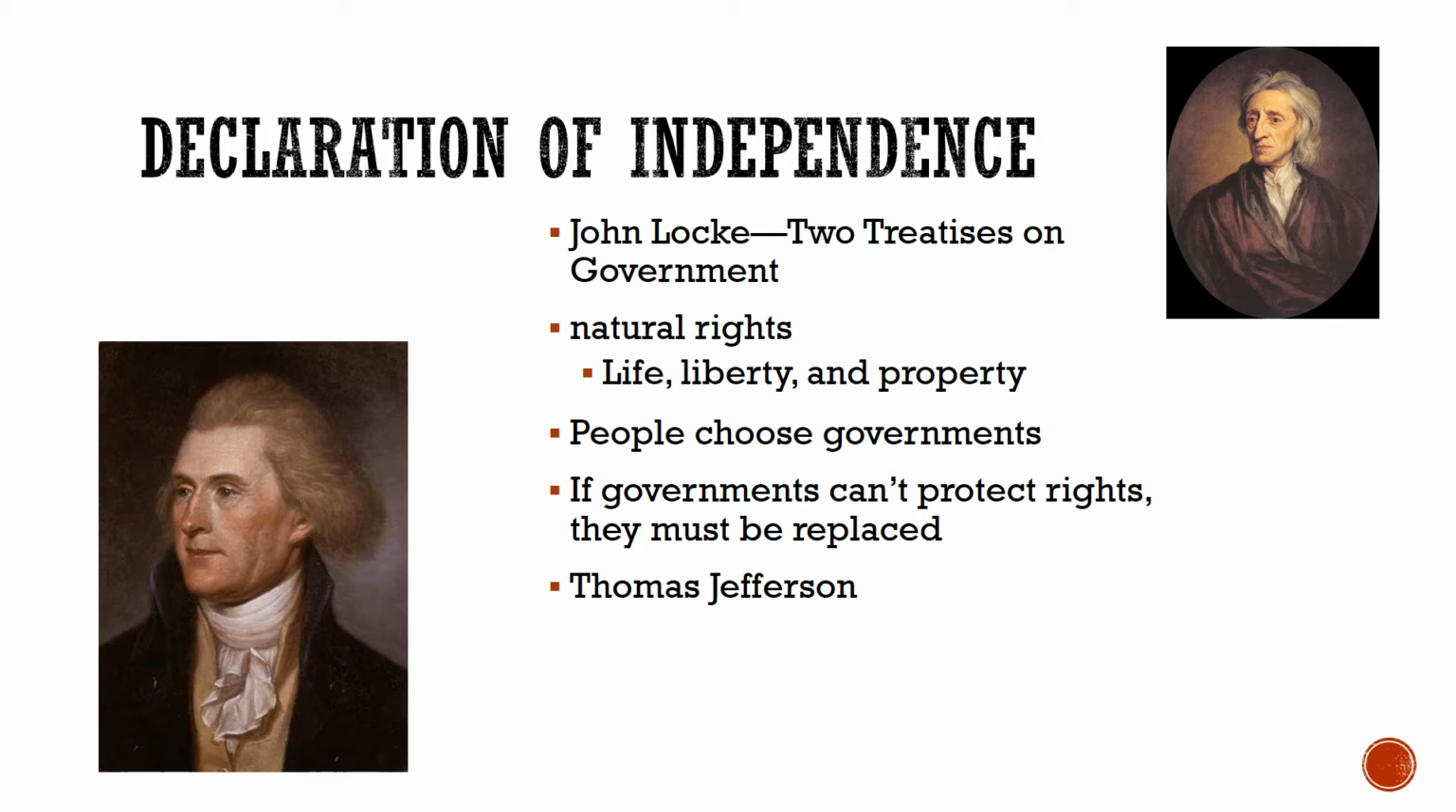So in 1690, English philosopher John Locke published his two treatises on government, in which he argued that people are endowed with natural rights to life, liberty, and property, and that people establish governments to protect those rights. He goes on to say that if the current government fails to protect the rights of the people, then the people had the right to overthrow the government.